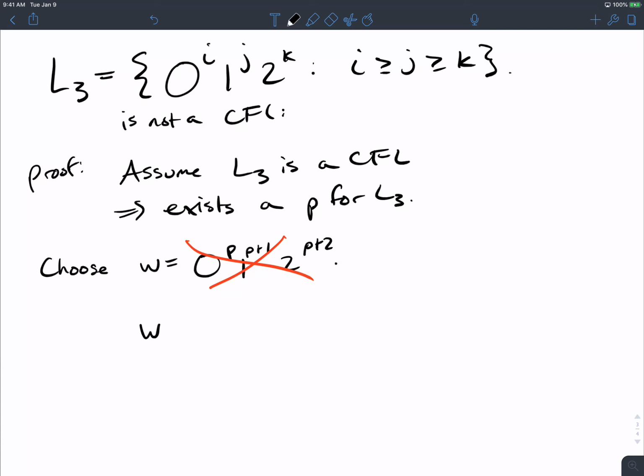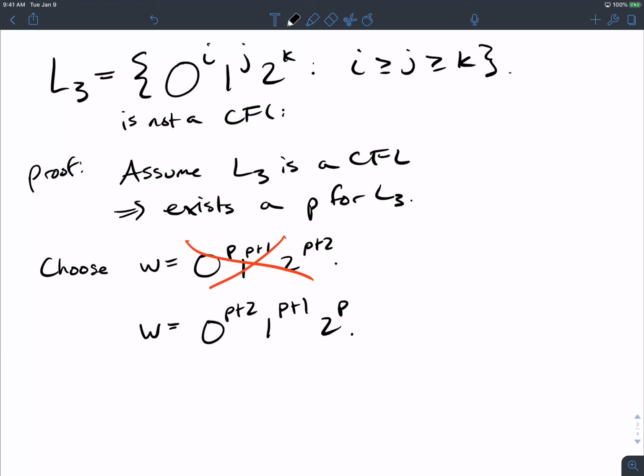But let's do the one I think was suggested, which was P plus 2 first, then P plus 1, then 2 to the P. I think that's what you picked. Okay. So now is this one in the language? Yeah. And it has length at least p, so no problem. Does satisfying those two requirements guarantee to me that a proof will work? No, not necessarily. And in fact, this string won't work.